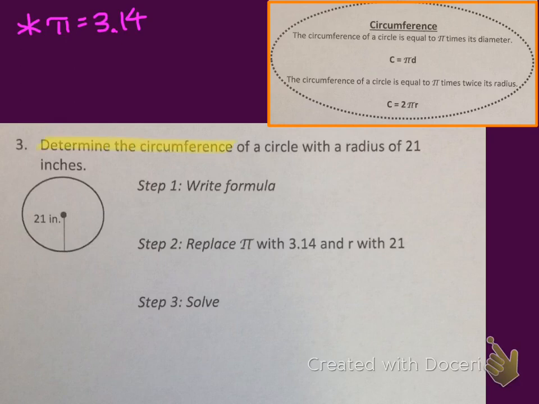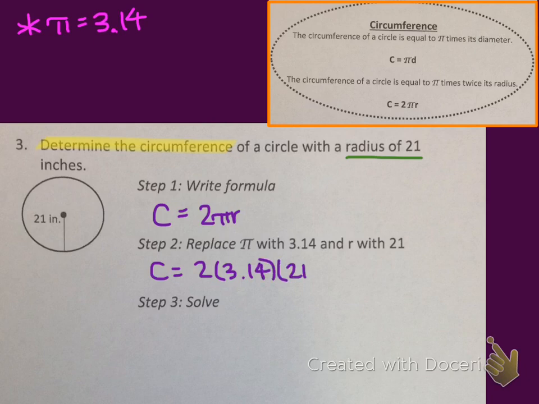Determine the circumference of a circle with a radius of 21 inches. Well, our first step is to write the formula. We're given the radius, so the formula that makes the most sense to use is C equals 2 pi r. And then we're going to replace pi with 3.14 and r with 21. So we have C equals 2 times 3.14 times 21. Now order of operations does apply, so I'm going to go ahead and do 2 times 3.14 first, and then once we have the product of those two numbers, we'll multiply that by 21.